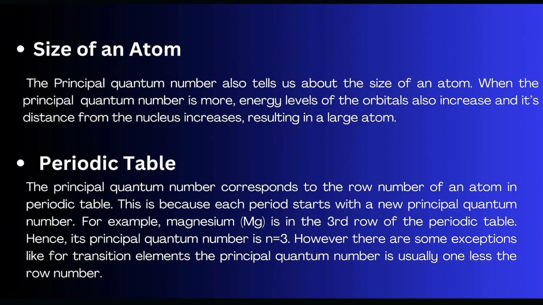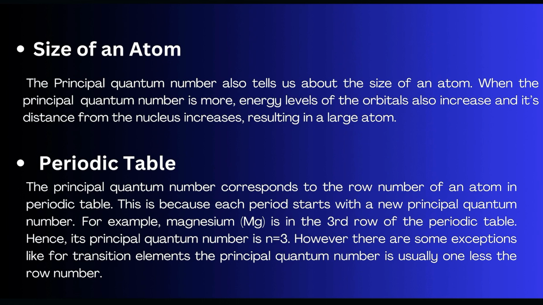Size of an atom. The principal quantum number also tells us what is the size of an atom. How? The principal quantum number means the shell number. So if the shell number is more, that means the energy level is higher. So the distance between the nucleus and the shell is more and the size of the atom will also be more.